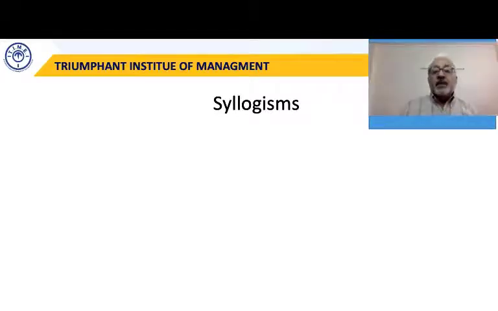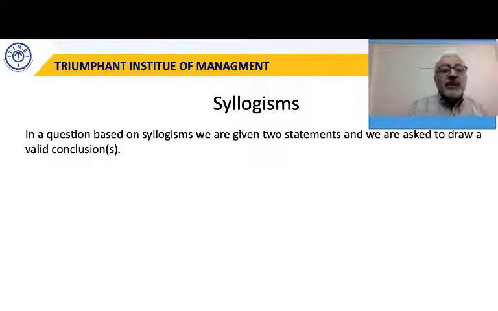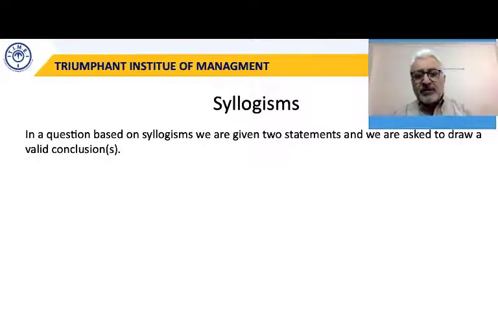All right. Just to define syllogisms for you. In a question based on syllogism, we are given two statements and we are asked to draw a valid conclusion or more than one conclusion also. So we may be asked to draw valid conclusions. All right. So in a set of options, we are supposed to find out which conclusions are true according to those two statements that are given to us. Right. These kind of questions can come in quant section as well as the verbal section, but they're more prominent in the verbal section. All right.